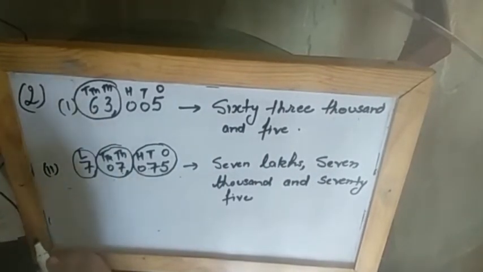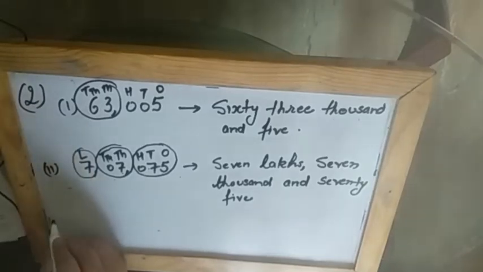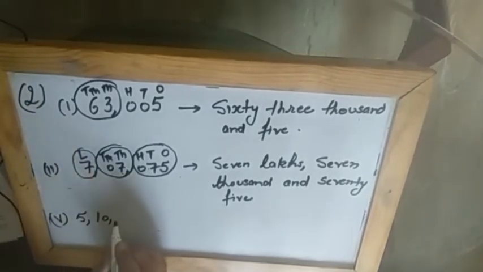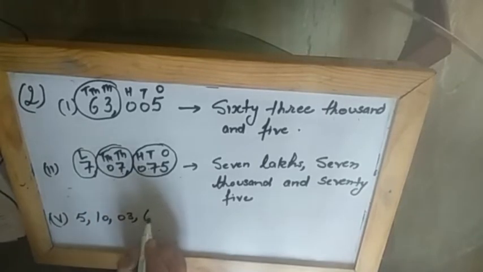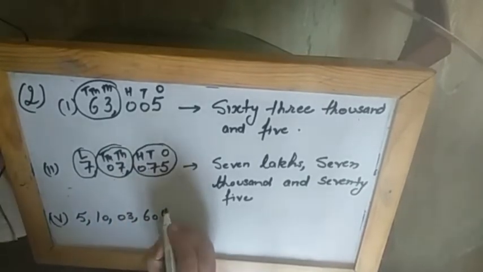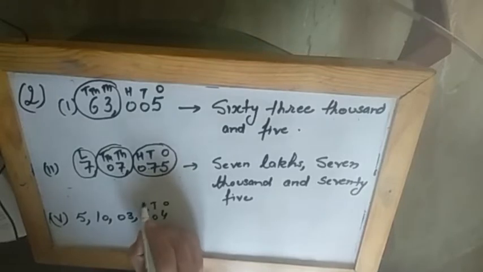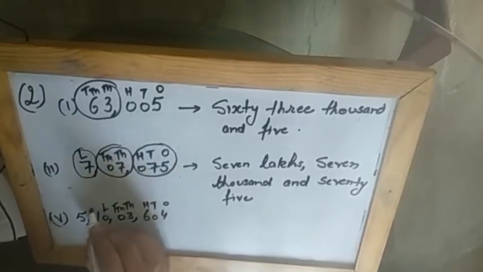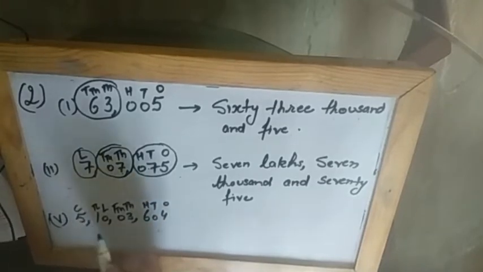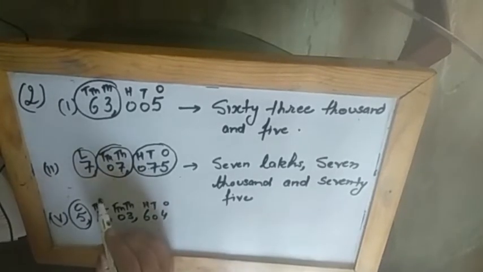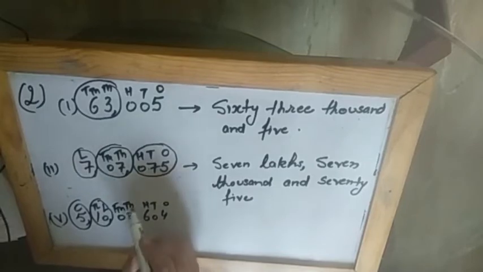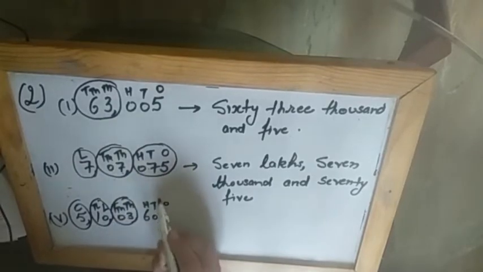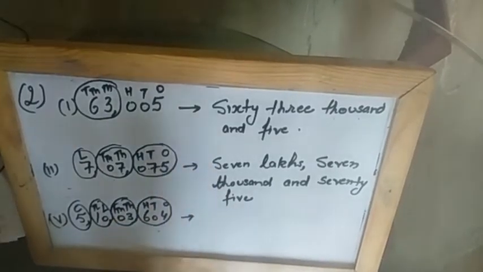Now let me take one more example. I may take a big number. Let me take the fifth part. 5, 10, 3, 6, 0, 5. So I'll write the place value on the top. Ones, tens, 100, 1,000, 10,000, lakh, 10 lakh, crore. So this belongs to the period crores, this belongs to the period lakhs, this belongs to the period thousand, and this belongs to the period ones.